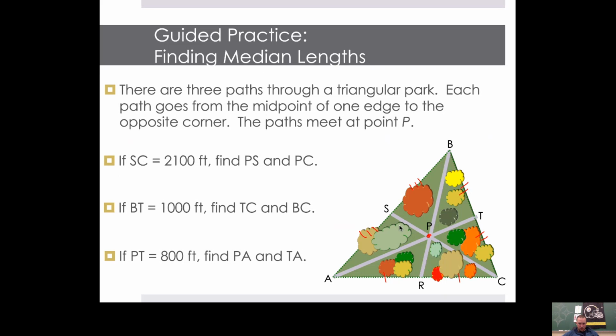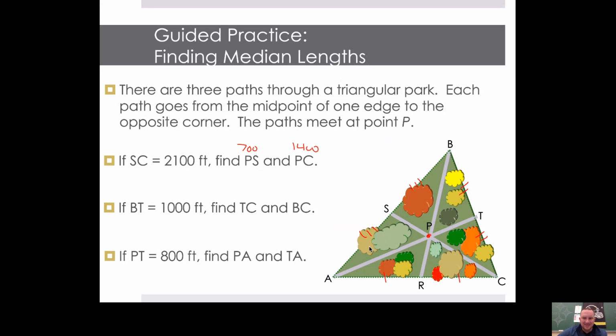S to C is 2100. That's your entire median. Distance from P to S? Well, that's really easy. I know it's 700. If the whole thing is 2100, this guy is a third of it. You just divide by 3. P to C is going to be 1400. I know that because this guy times 2 gives you this guy. 700 times 2 gives you 1400. That's a really easy problem. If you have the whole entire median, divide by 3 to get the little piece. If you have the little piece, multiply by 2 to get the bigger piece of the median.